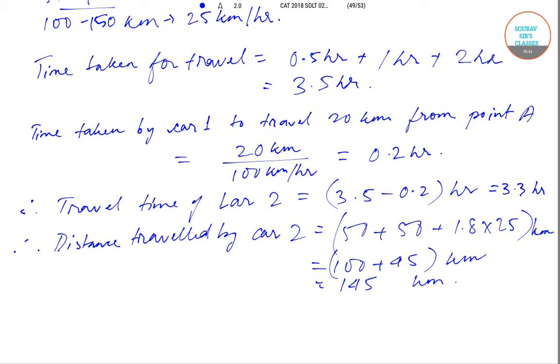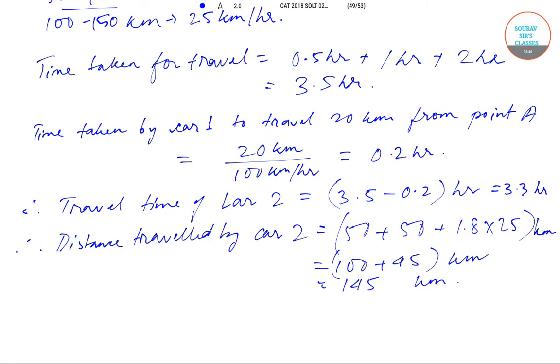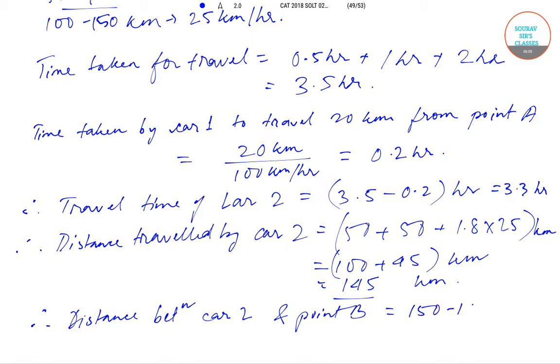The total distance that it needs to travel between point A and B is 150, but it could only travel 145 kilometers, and by that time car 1 had already reached point B. So the distance between car 2 and point B would be equal to 150 minus 145 kilometers, which is equal to 5 kilometers. So this is the answer to the question. Let's move on to the next question.